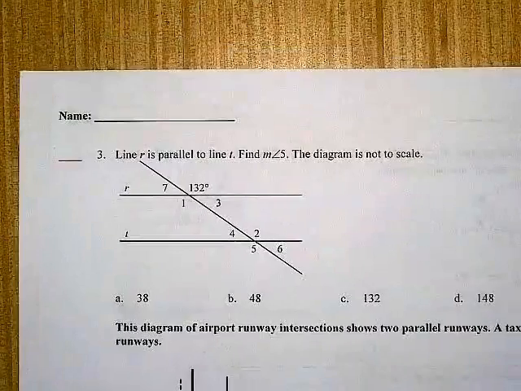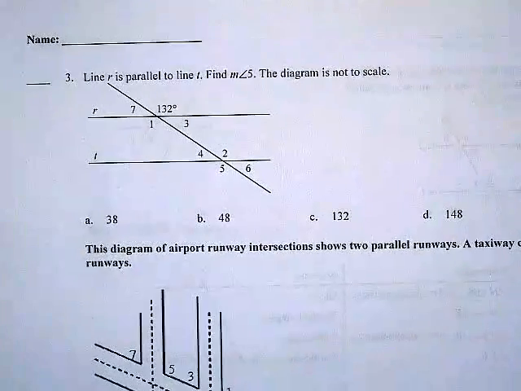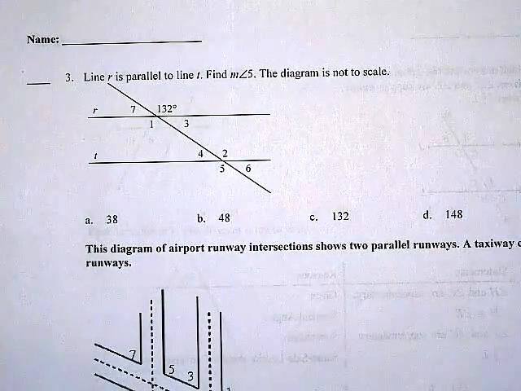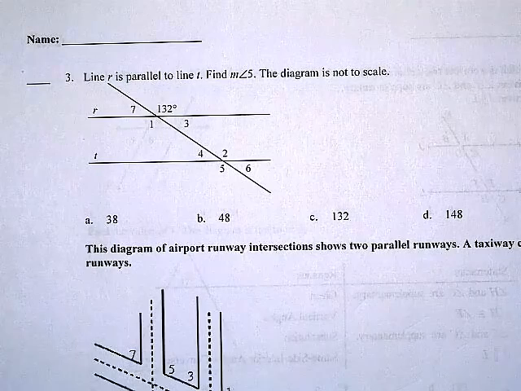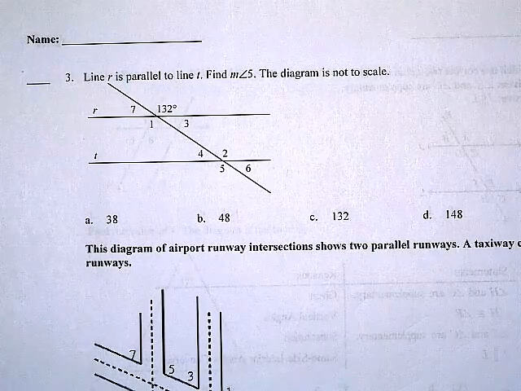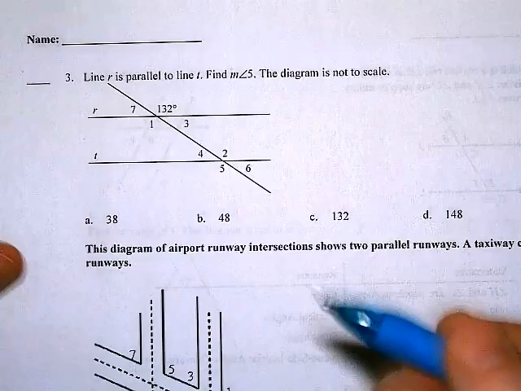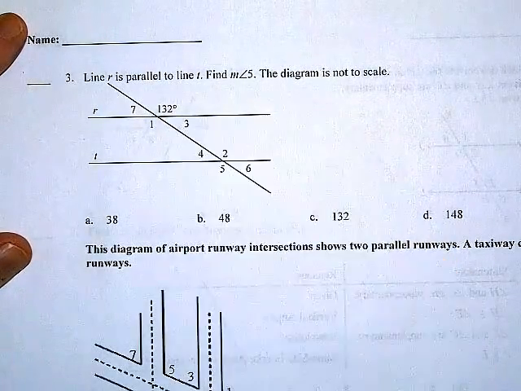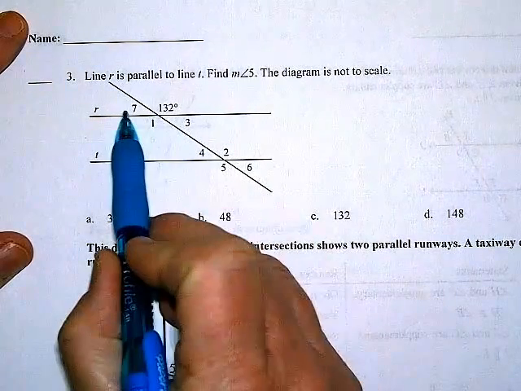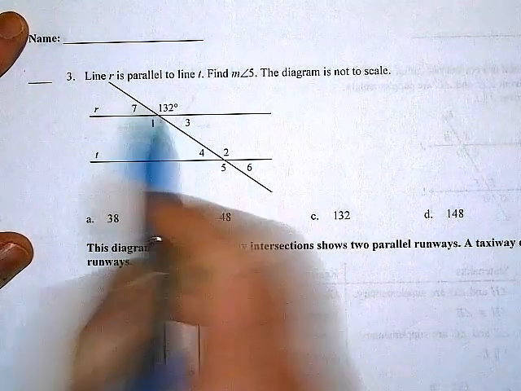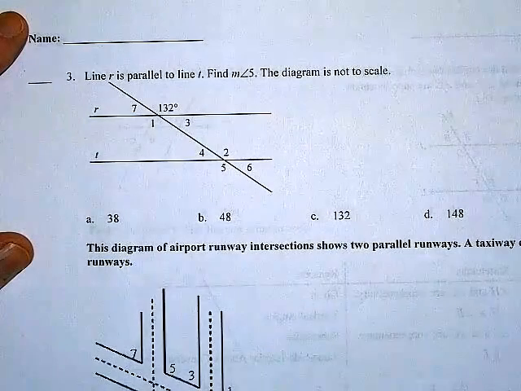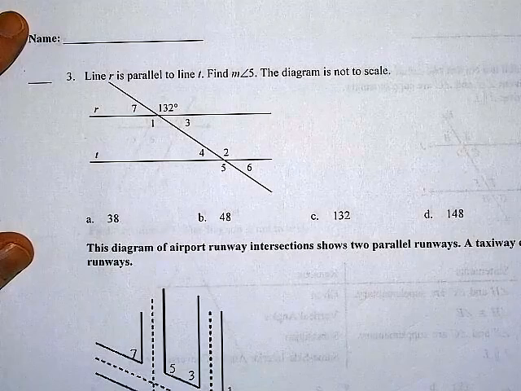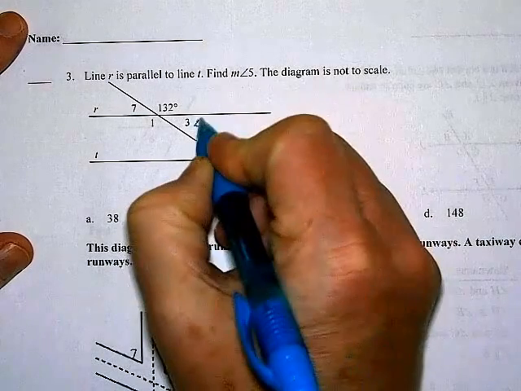Next, number 3. Line R is parallel to line T. Find the measure of angle 5. Well, y'all know when there's parallel lines cut by a transversal, there are two sizes of angles. One angle's given, it's 132. The angle adjacent to it, on either side, whichever way you want to go, is supplementary to it. 132 and angle 3 make a straight line. What's the supplement to 132? What's 180 minus 132? Is it 48? Okay. So this is 48.